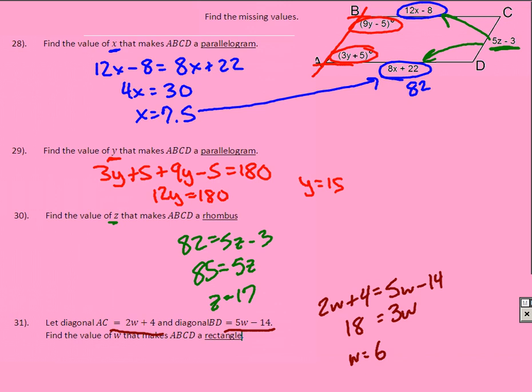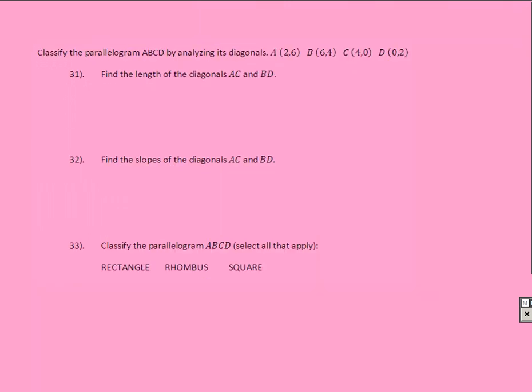Alright, and the last page. All we're doing here is analyzing and classifying these quadrilaterals. So nice and easy to start. We need to find first the length of both AC and BD using the distance formula. Remember, the distance formula is subtract the x's and square them, subtract the y's and square them.